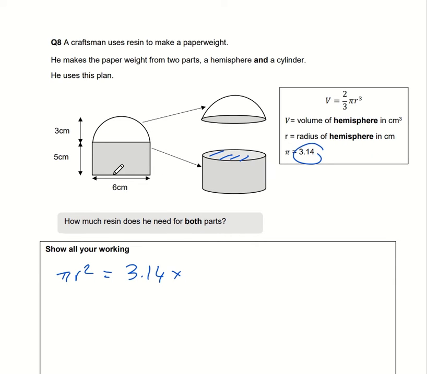Now what is the radius? Well, we know it's 6 centimeters from one side to another, so that is the diameter. So if the diameter is 6, then the radius is half that, so it's 3. So 3.14 times the radius squared, the radius times the radius, so 3 times 3 times 5, and that is 141.3 cubic centimeters.